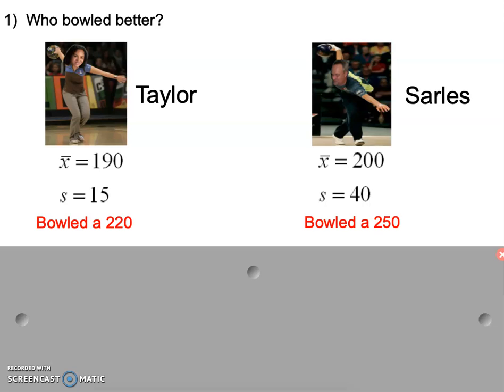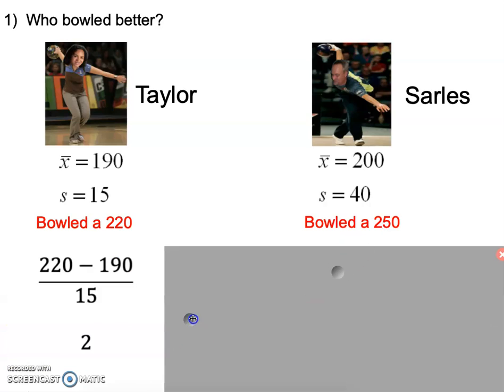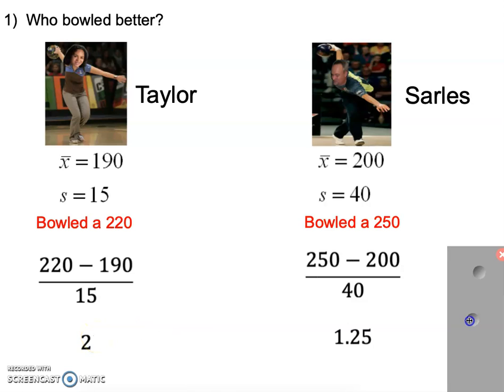Now if you're just looking at the raw score, I got a higher score. Higher's better in bowling, so you could argue Mr. Sarles did better. But kids after looking at it a while would make this argument. They'd take Taylor's score, subtract her average, and divide by 15, and they got an answer of 2. Did the same for me, and I only got a 1.25. The question is, what do those two numbers represent?